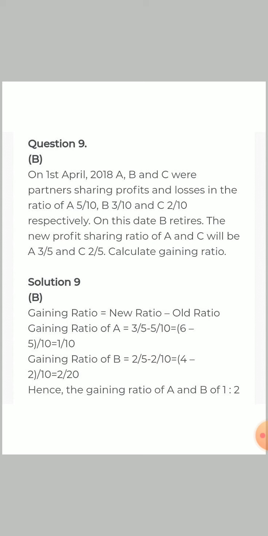So the gaining ratio is calculated as new ratio minus old ratio. A's old ratio is given as 5/10 and the new ratio is 3/5. So it will be 3/5 minus 5/10, that is 6 minus 5/10. A will gain 1/10. For C, the old ratio is 2/10 and the new ratio is 2/5 or 4/10. His gaining ratio will be 2/5 minus 2/10, that is 4 minus 2/10, or you can say 2/10. So the gaining ratio between A and C will be 1:2.